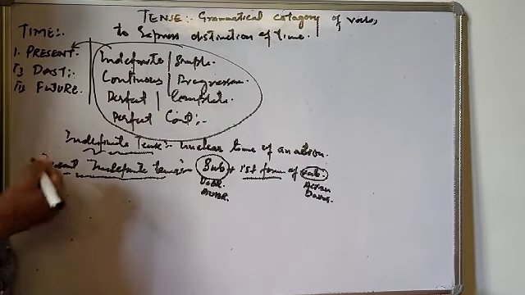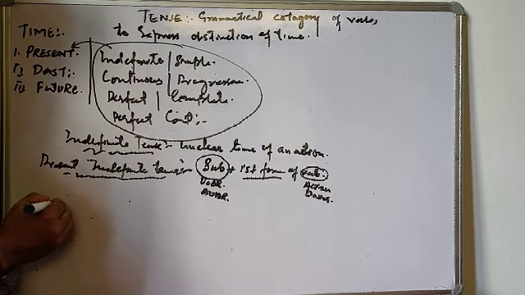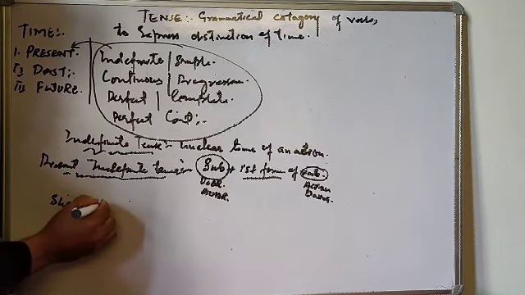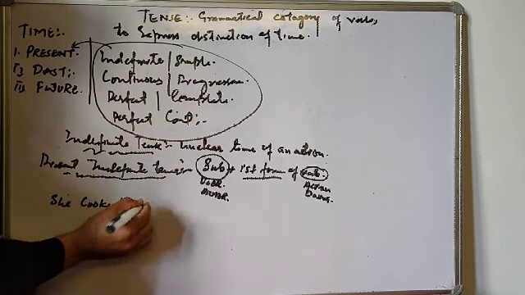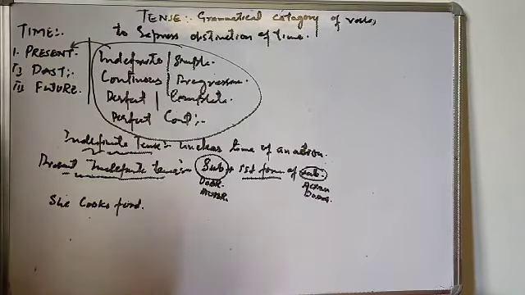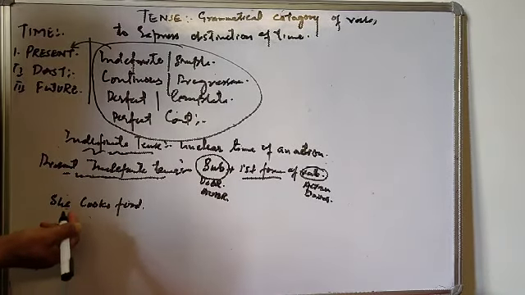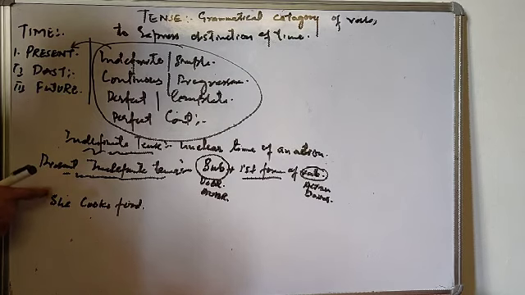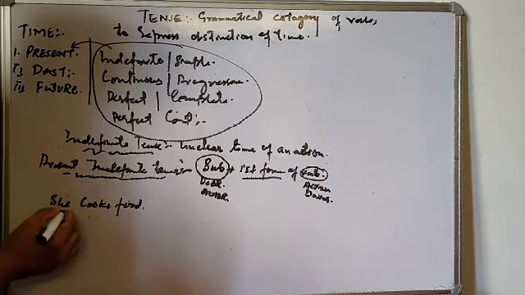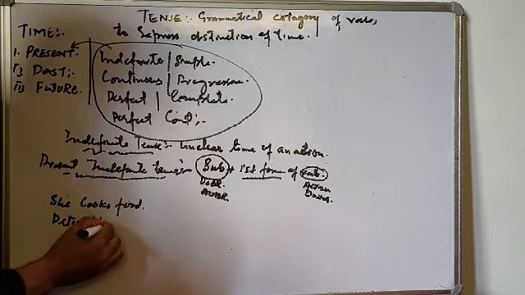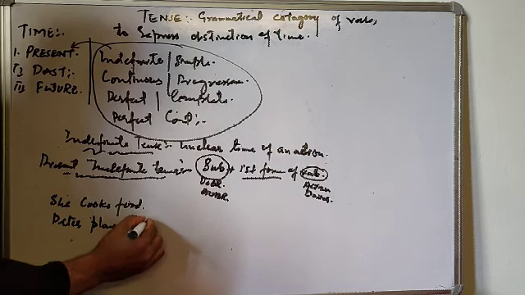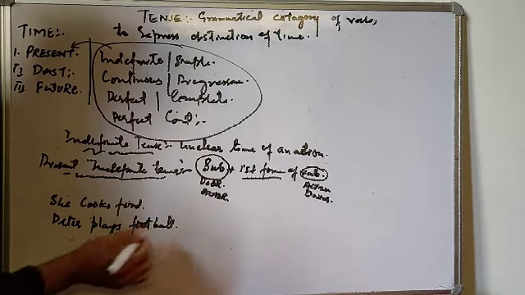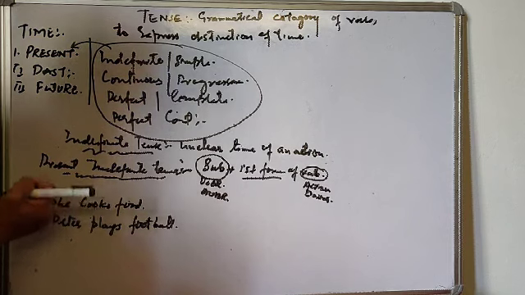Let me give you some examples. For example, I say, she cooks food. Since she cooks food regularly, we put this tense into indefinite form. Why? Because this action doesn't have a particular time. One more example: Peter plays football. Peter has a habit of playing football, so we put it in indefinite tense as well.